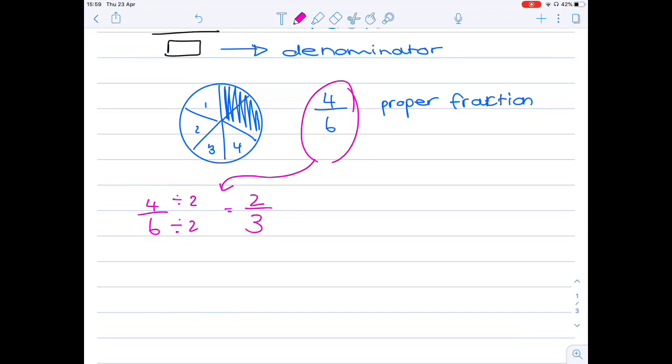If I look at 2 over 3, there's no number besides 1 that can divide into both of those numbers. And we do not divide by 1 because then you'll be given the same answer as you were given in the question. So we leave it at that. So this is a proper fraction in its simplest form. In other words, that's how we want to see it in your calculations.